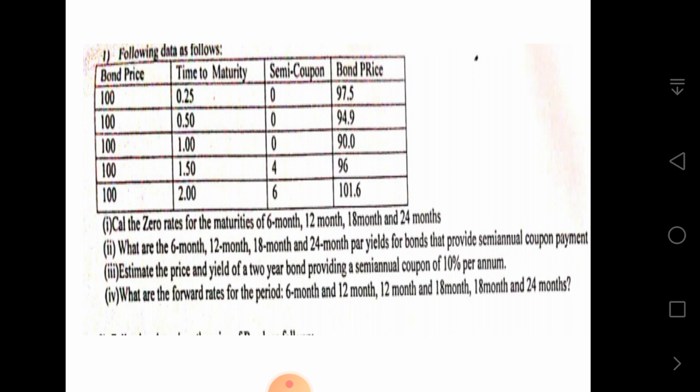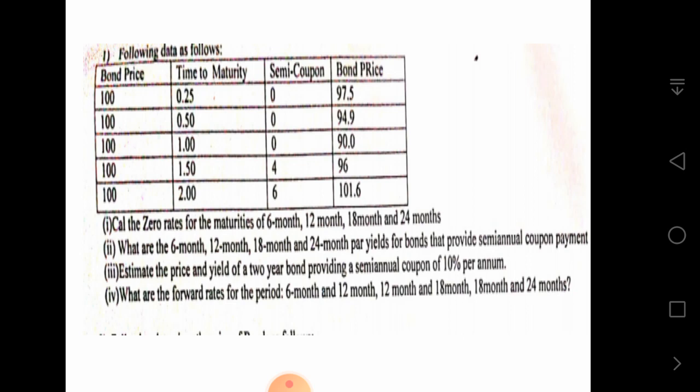The first sub question would be: calculate the zero rate for the maturities of 6 months, 12 months, 18 months and 24 months. What we need to calculate is a zero rate, right? Zero rate is nothing but, if the bond has been issued at a deep discount, what is its rate? Fine, that is about zero rate. The data is given for 3 months also, that is 0.25 stands for 3 months, so we don't have to calculate the zero rate for 3 months. We need to calculate the zero rate only for 6 months, 12 months, 18 months and 24 months.